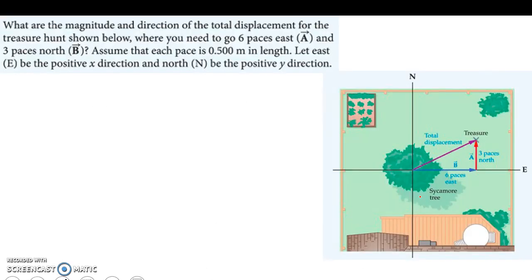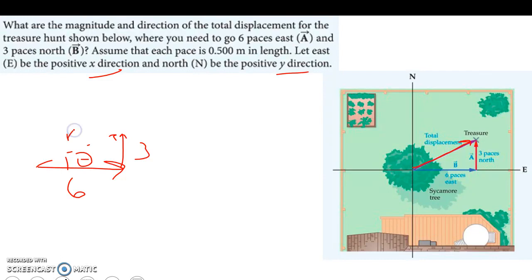So here we go. So we want to find this total displacement. We went 6 paces east and 3 paces north. Up and to the right are both positive, so we got positive numbers. So I want to go 6 paces east, and I want to go 3 paces north, and I want to find this. Okay, we want to find the magnitude and direction. So we want to find the number and the angle.